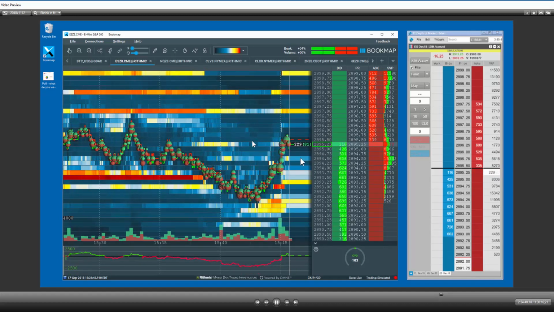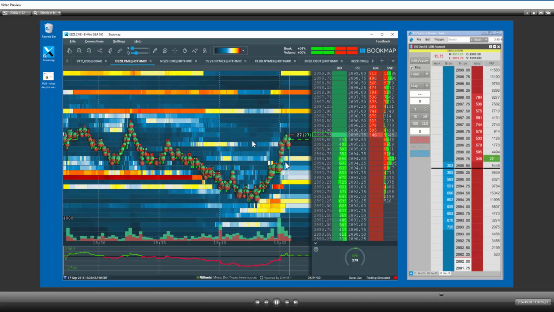Let's just do a quick review of the price action we just saw. Notice how much easier it is to read the context of the liquidity here in Bookmap compared to the DOM. Not only here on the bid side, but also on the offer.